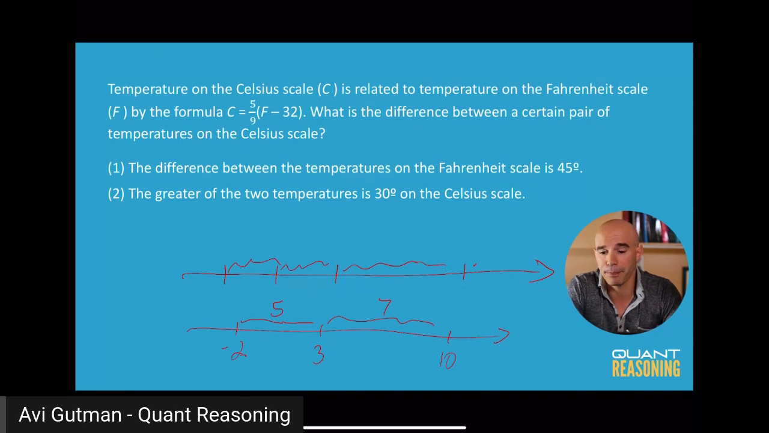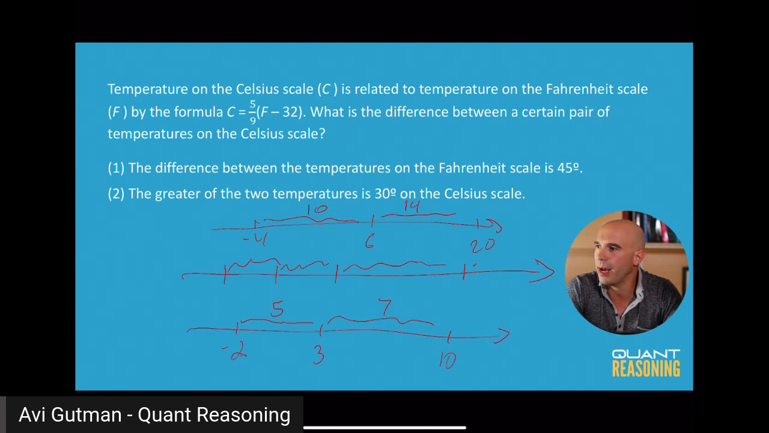If you double every one of the numbers, so you'd have -4, 6, 20, what would that do to the gaps among the tick marks? Let's see. I'll draw it up here. So now we have negative 4, 6, and 20. What happened to the gaps? This gap is now 10. This gap is now 14. So our gaps were 5 and 7. Now they're 10 and 14.